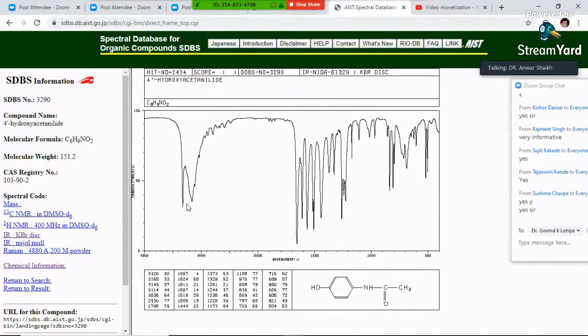It is not the primary amine. Because it is a secondary amine. If it had been a primary amine, definitely we would have got two peaks. So it is clear, this part is OH and NH, and this CH3 small peak.